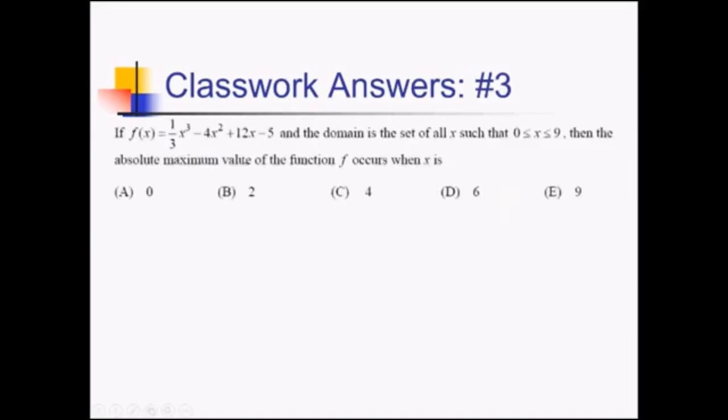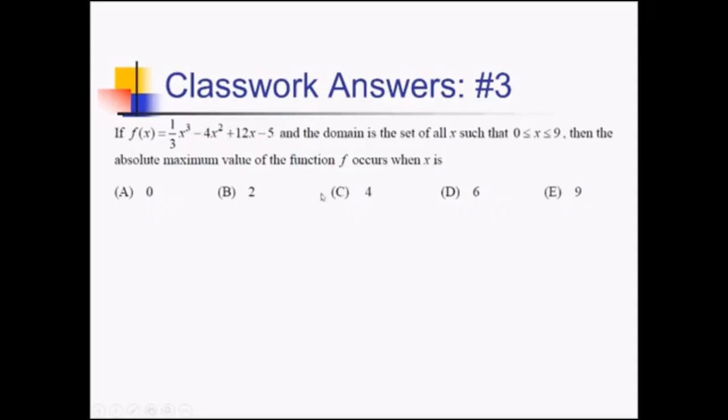For this problem, we have this crazy-looking polynomial, and we have the interval from 0 to 9. We want the absolute max for this function over that interval. Or we want to know what the x value is, at least, that gives us the absolute max. So we're going to have to test out the endpoints, 0 and 9. We're going to have to plug both of those in here. 0 is not so bad. 9 is going to be kind of annoying, but we'll cross that bridge when we get there.